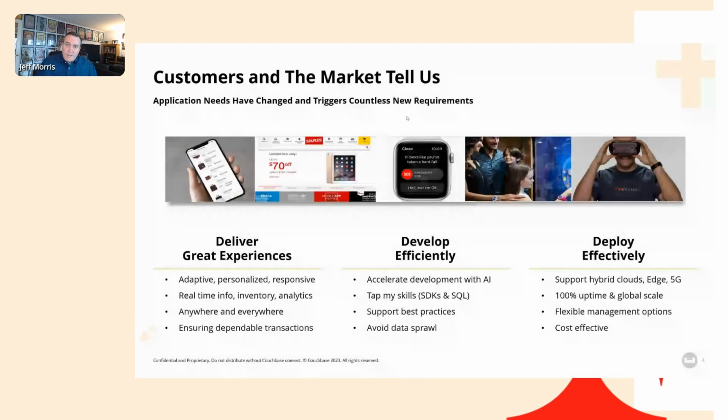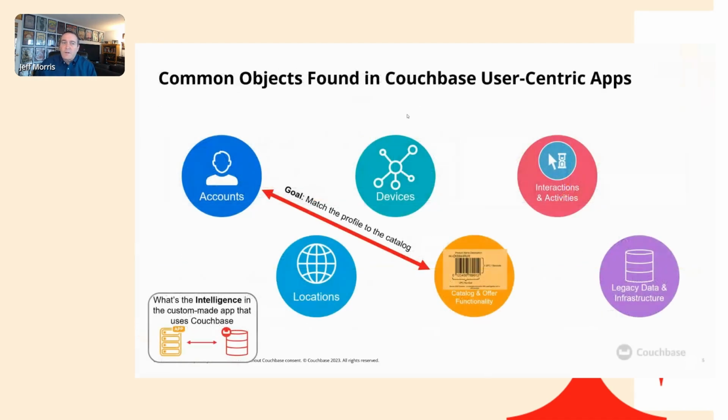And then when you're deploying these systems, of course, it's got to support the edge, as I just mentioned, but it's also got to support global scale. So that means a distributed application that's running on different continents and different locations. And you want very flexible management capabilities. And of course, you can't break the bank with these kinds of systems. So when I break down these kinds of user-centric applications, there's a couple of fundamental objects that we see in almost all of them. There's those account profiles, right?